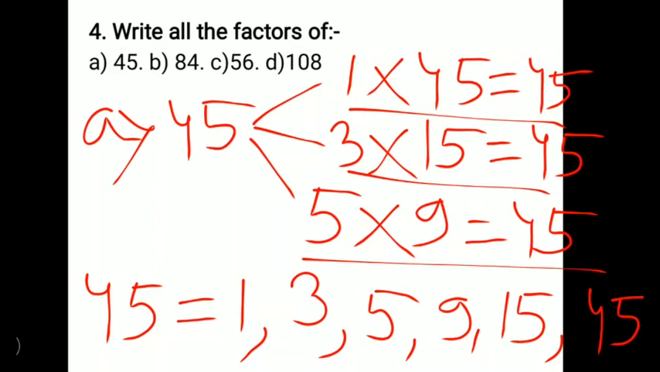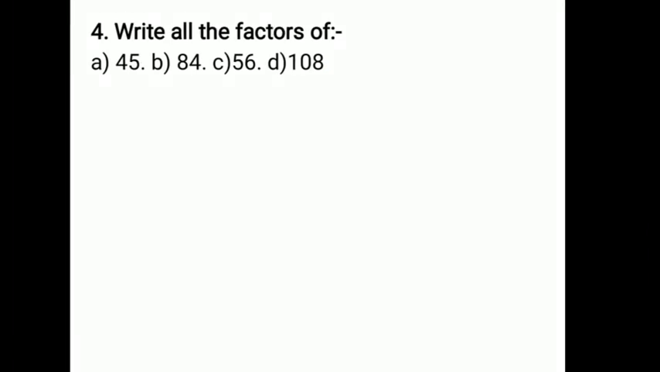If any other number comes in between, suppose you want to check whether 13 works or not, 13 into 5 is 65, so it is not possible. You have to get the number 45 after the multiplication, so these are the possible values. Okay, so the factors of 45 are 1, 3, 5, 9, 15 and 45.